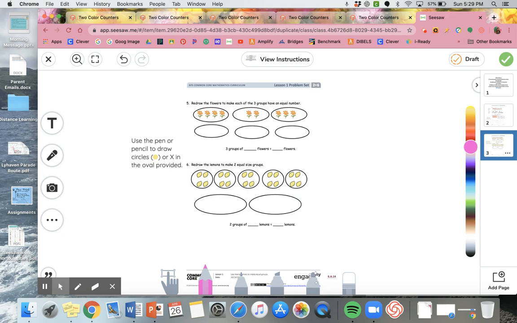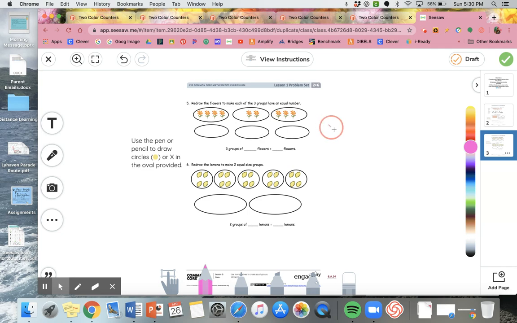Okay. Now page 3. So question number 5, redraw the flowers to make each of the 3 groups have an equal number. So look at the flowers in the groups right now. This one has 4, this one has 2, this one has 3. Those are not equal. Remember, equal groups means the same in each group. So you need to redraw the groups. Maybe one group has more than another, so you need to take one of the flowers and put it into the other group, and then redraw it down here in the blank ovals.